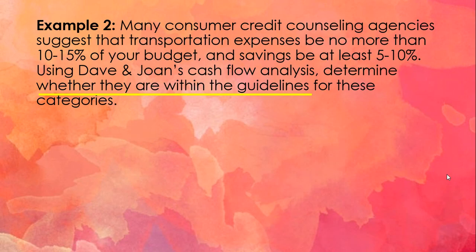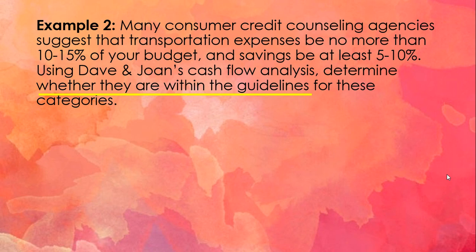Cool. And then this is just a quick little example as well to analyze their cash flow. Many consumer credit counseling agencies suggest that your transportation expenses shouldn't be any more than 10 to 15% of your budget, and that your savings should be at least 5 to 10% of that budget as well. Using their cash flow analysis, they want to determine whether they're in the guidelines for these categories. And this is super simple.